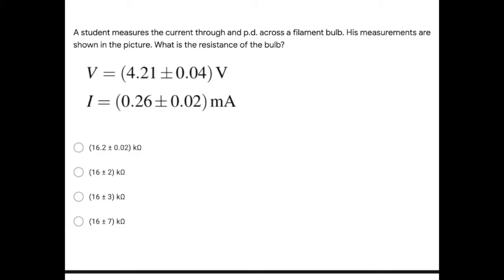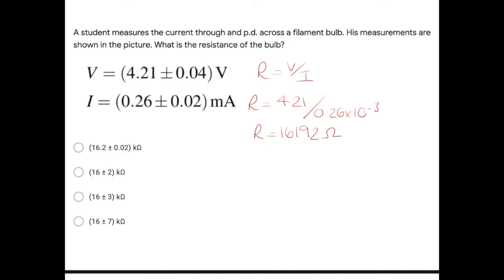Right, now we're back to combining when we are multiplying or dividing two quantities. We're now after the resistance of a bulb, which we know is PD divided by current. If we start by calculating the value for the resistance, we take our 4.21 volts and divide that by 0.26 times 10 to the minus 3 amps, which gives us a resistance of 16,192 ohms. I'm going to leave it like that for now because that will help us make our decision later on about which answer we actually choose.